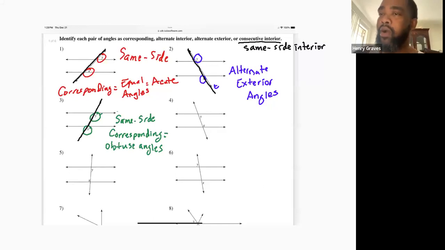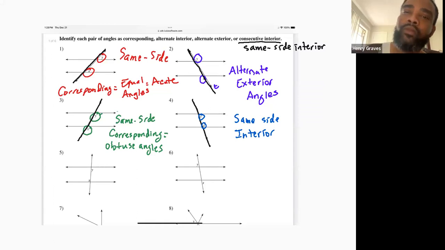All right, then on number 4. Here, I'm going to have my line. And I'm going to now look at y and x. Oh, look at that. They are on the same side, and they're both interior angles. So this is just going to be same side interior, because they're both on the same side of that black transversal line. They're both on the right side. Same side interior angles.